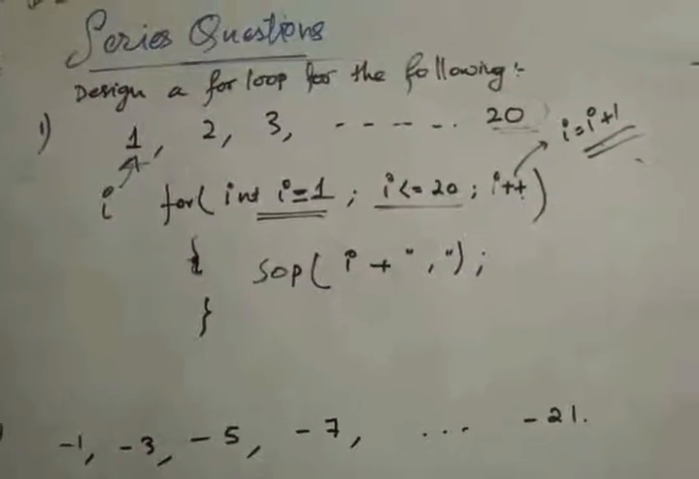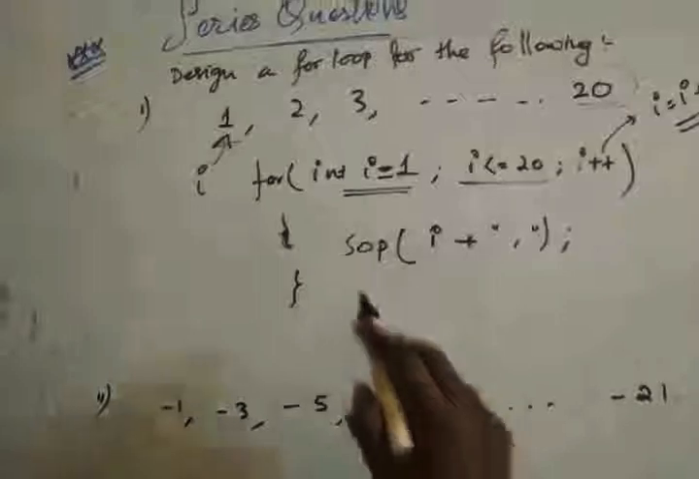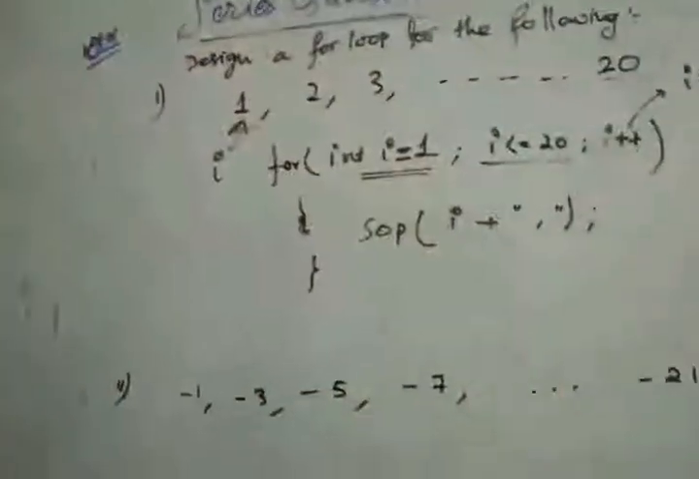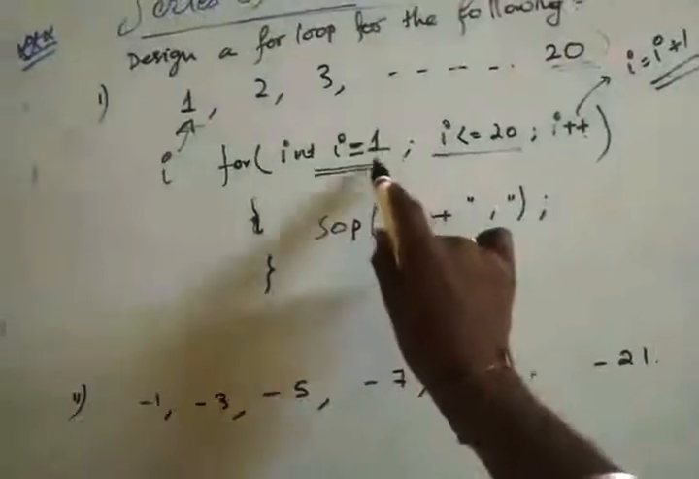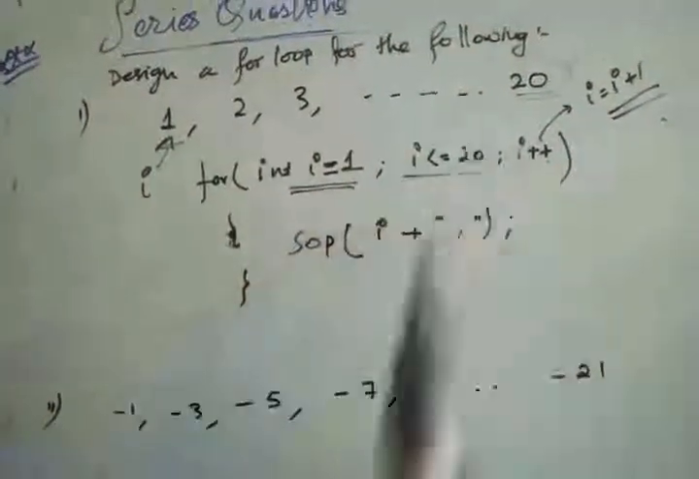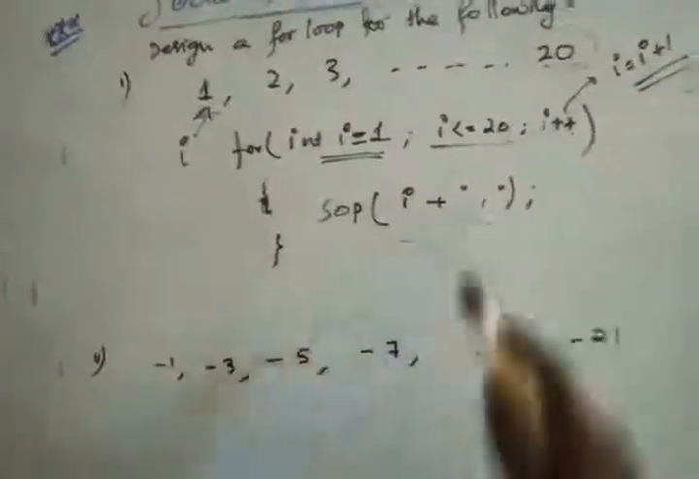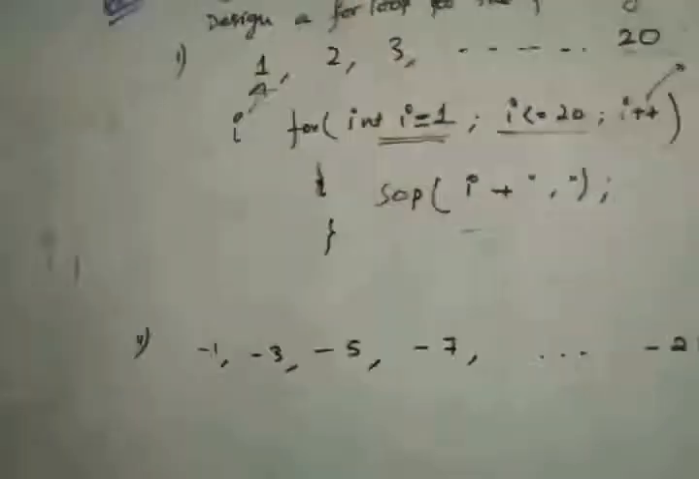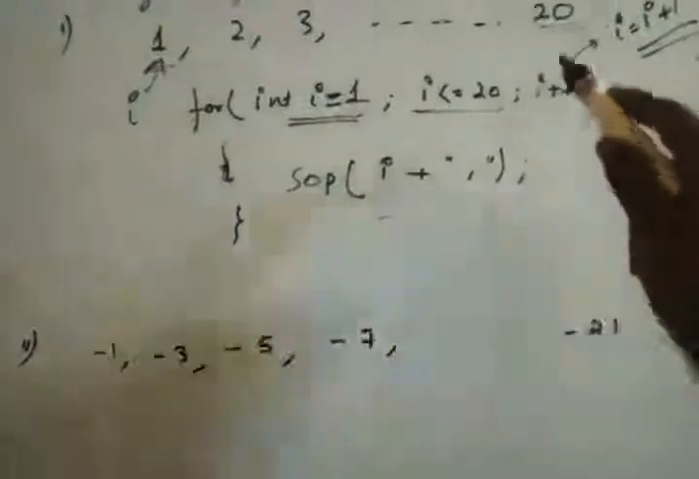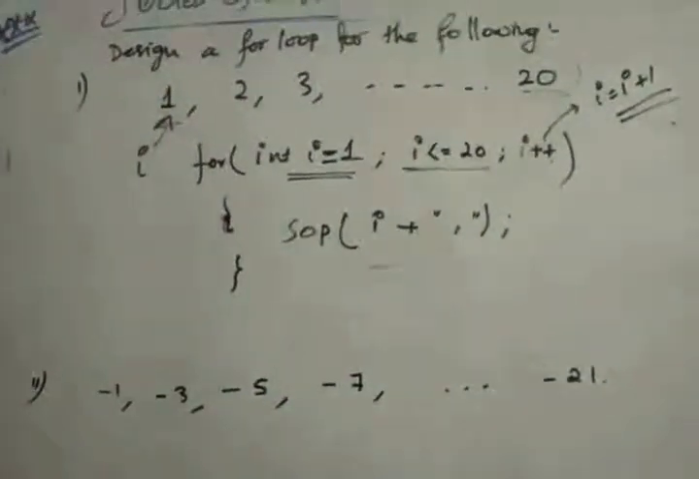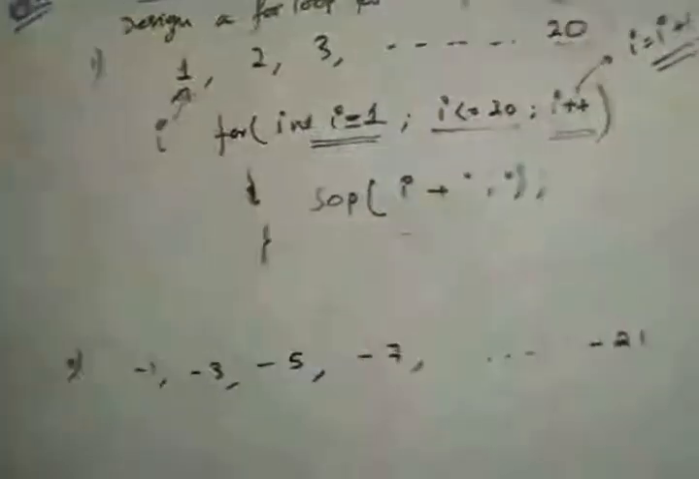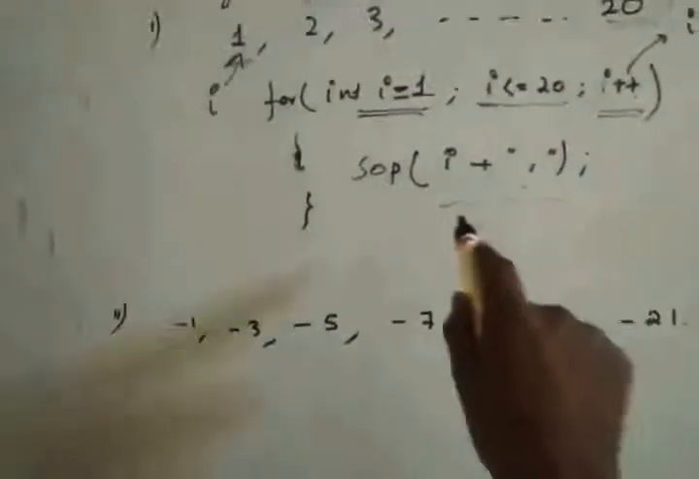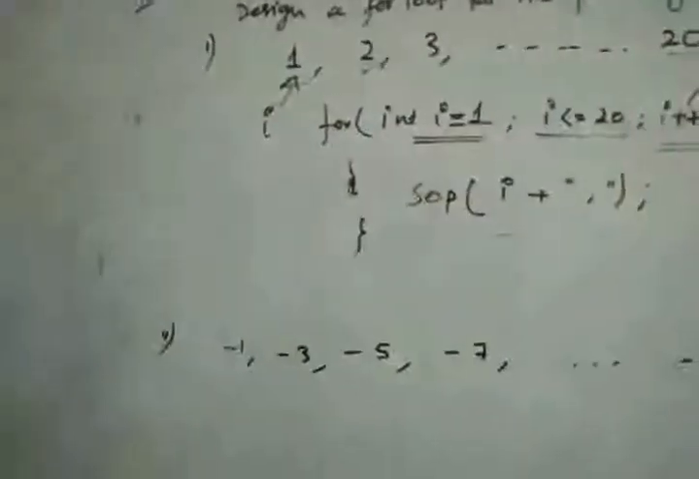So what will happen? First value of I is 1 and it will be printed. 1 is less than 20. See properly again, see nicely. Value of I is 1, which is less than 20. Yes. Then it will get inside and print the value of I and a comma. So 1 and comma will be printed. Next we'll go here, I plus plus. What is the next value of I? Next value of I, because of I plus plus, will be 2. 2 is less than 20. Yes. Again it will come inside. 2 will be printed with a comma.